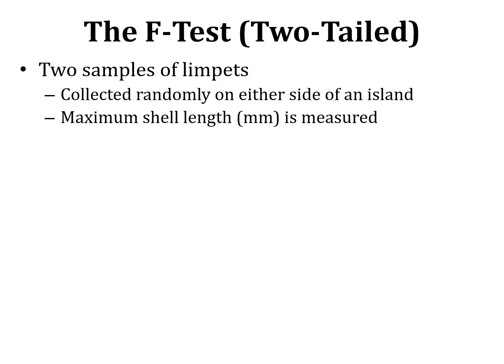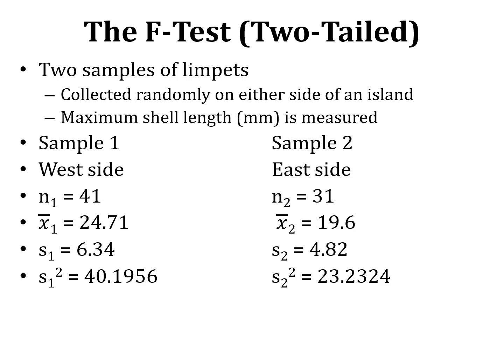So we are taking one example, the 2 samples of limpets which are collected randomly on either side of an island. And the variable which is measured from these samples of limpets is the maximum shell length. These are the descriptive statistics for this data. So we have sample number 1, which is the west side, and sample number 2, which is the east side. So the number of observations on the west side is 41, on the east side is 31.